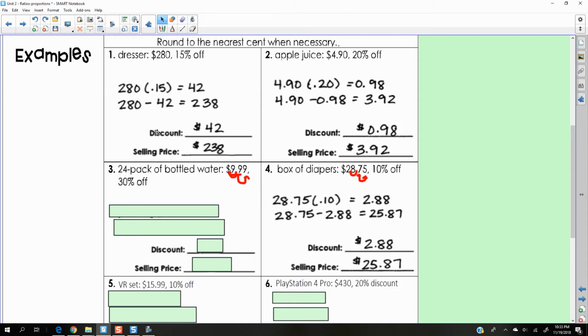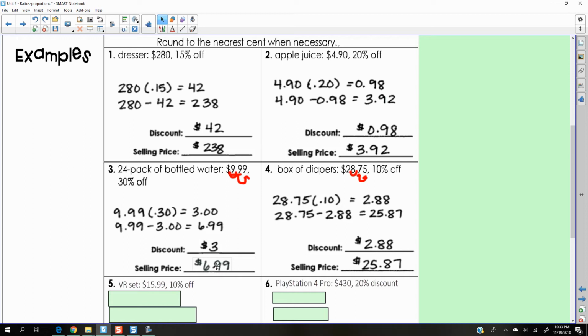So let's look and see what the answer is. We take $9.99 times 0.3 and you get $3. And then we subtract it and there's our selling price. So the discount's $3 and the selling price is $6.99.